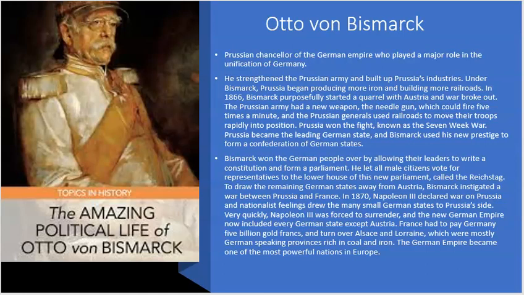In 1870, Napoleon III declared war on Prussia, and nationalist feelings drew the many small German states to Prussia's side. Very quickly, Napoleon III was forced to surrender, and the new German Empire now included every German state except Austria. France had to pay Germany 5 billion gold francs and turn over Alsace and Lorraine, which were mostly German-speaking provinces rich in coal and iron. The German Empire became one of the most powerful nations in Europe.